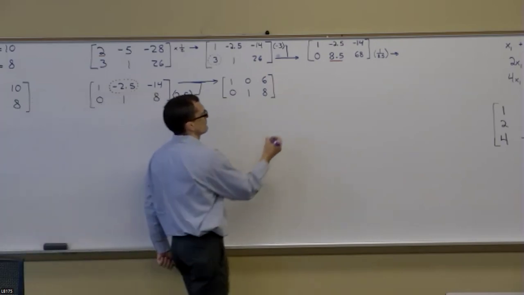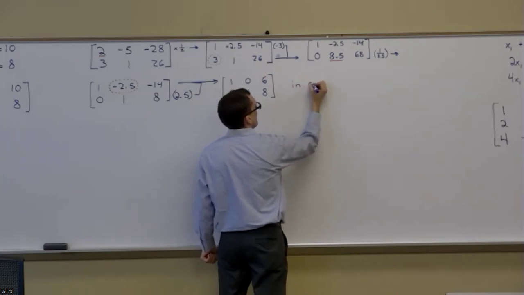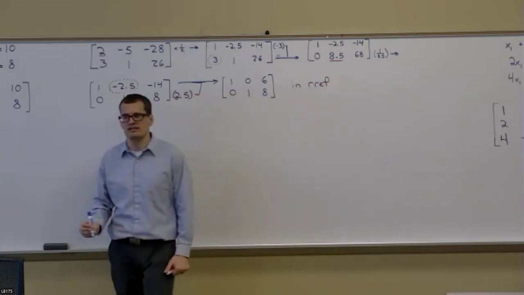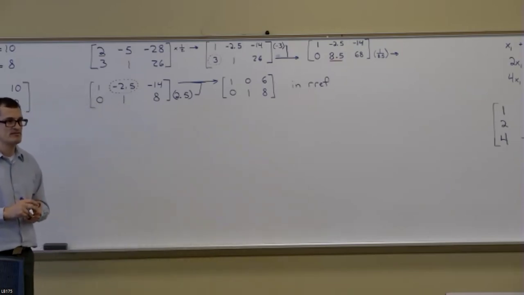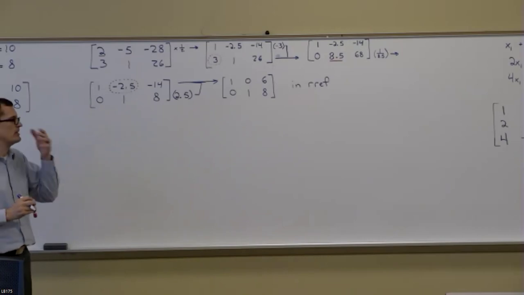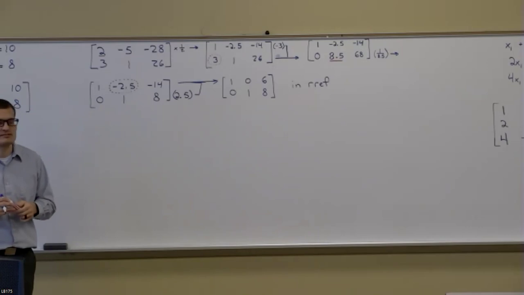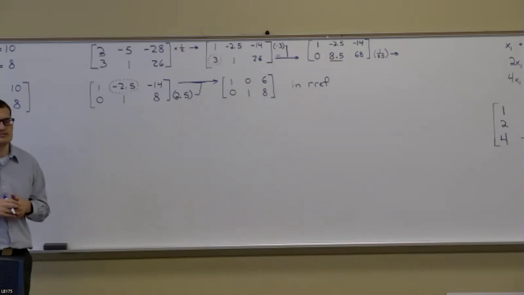The shorthand for row reduced echelon form, see I've written all those words, is just RREF. So that's now in RREF, and we've solved the problem that we were asked to solve. We were asked to put this in row reduced echelon form using Gaussian elimination. And so that's kind of how the process goes.